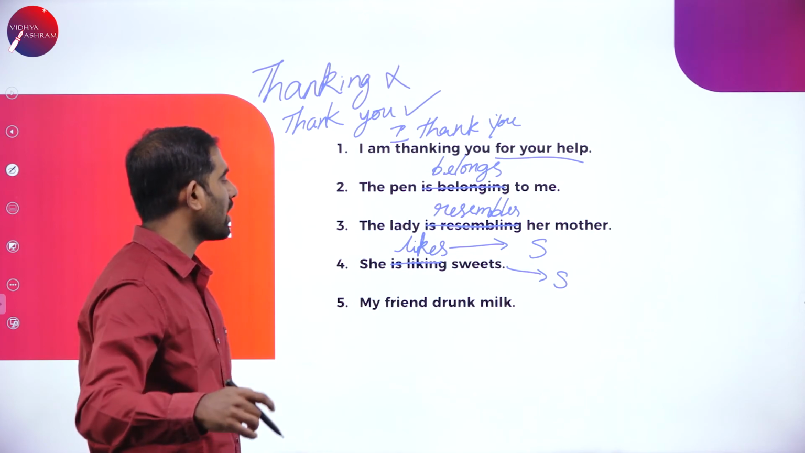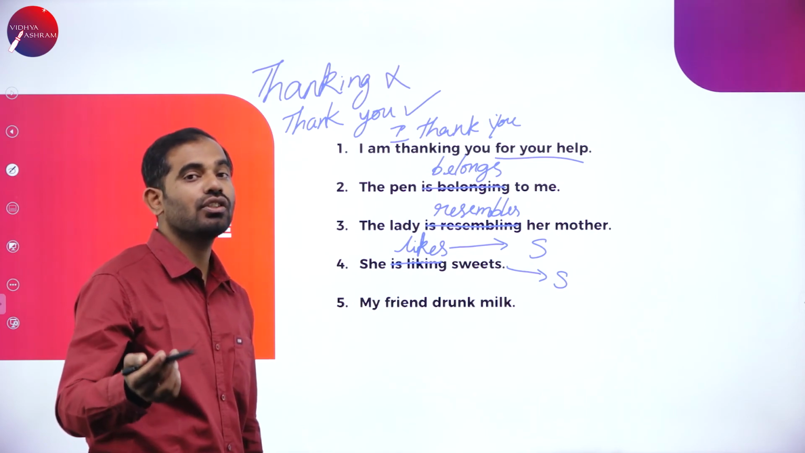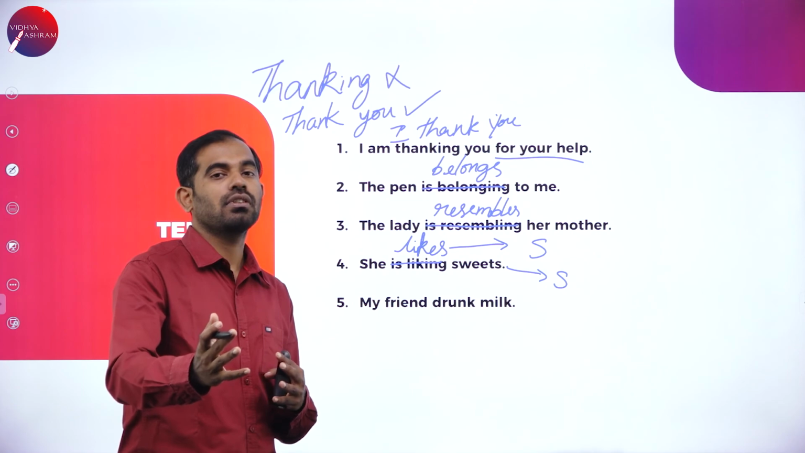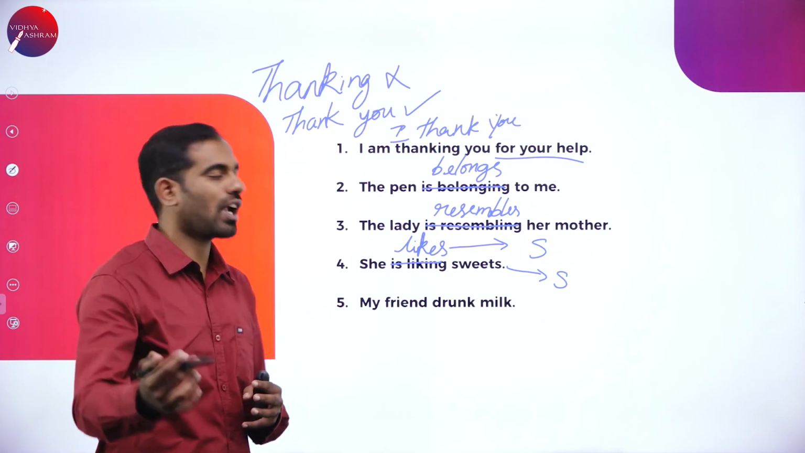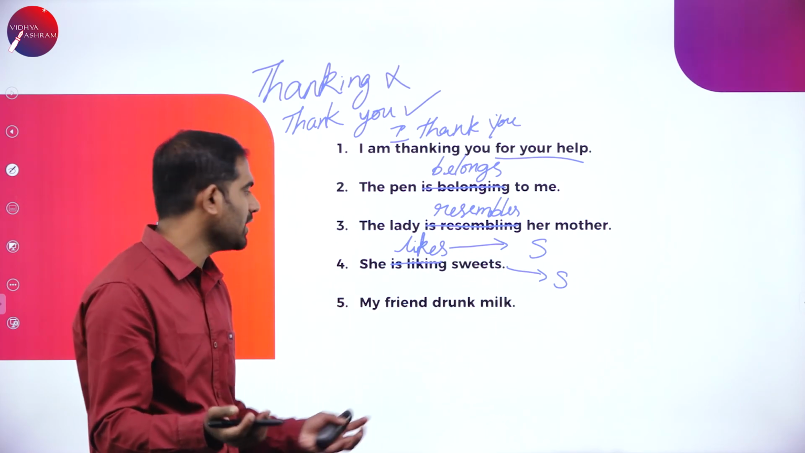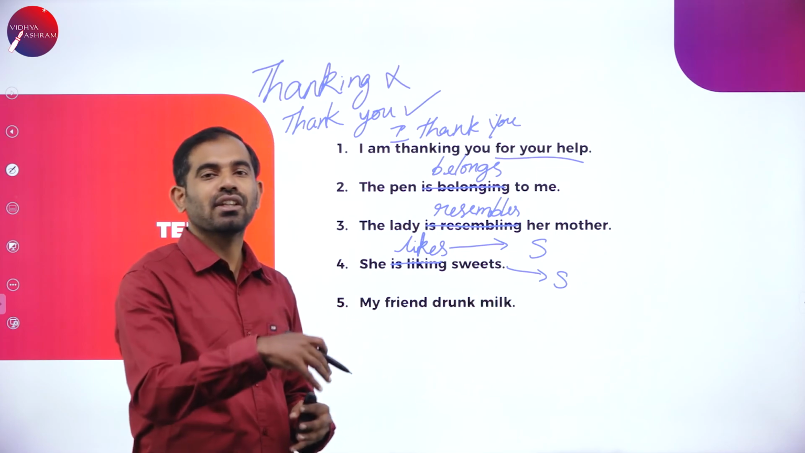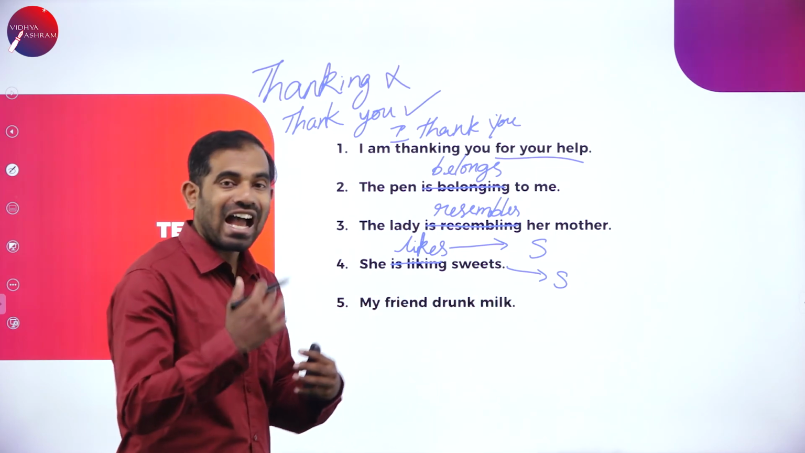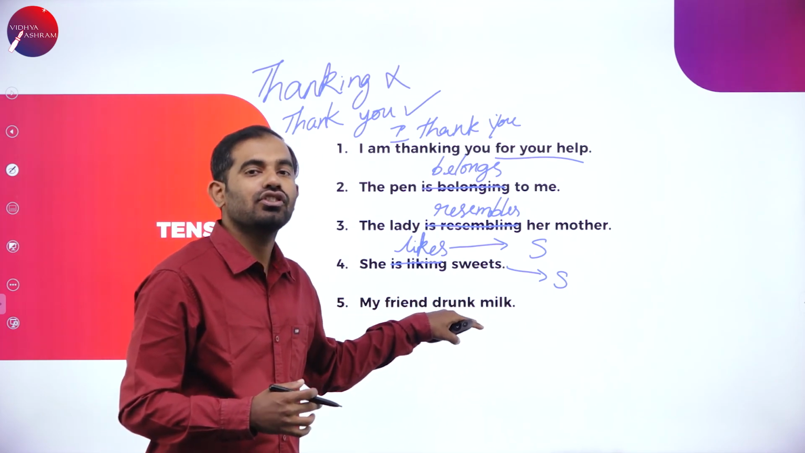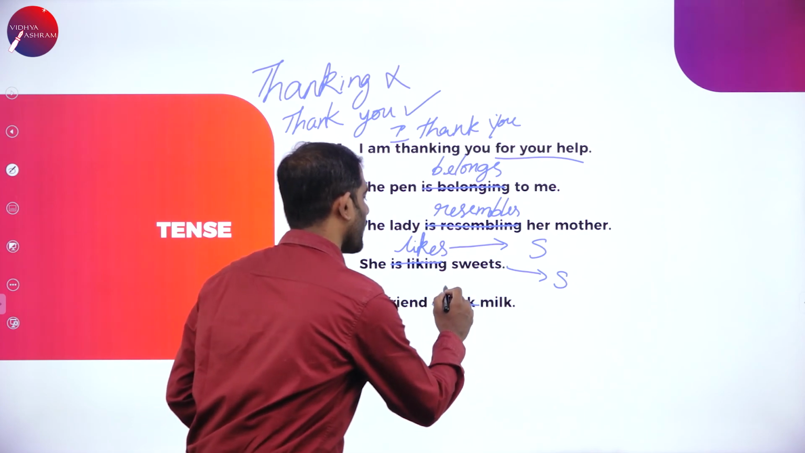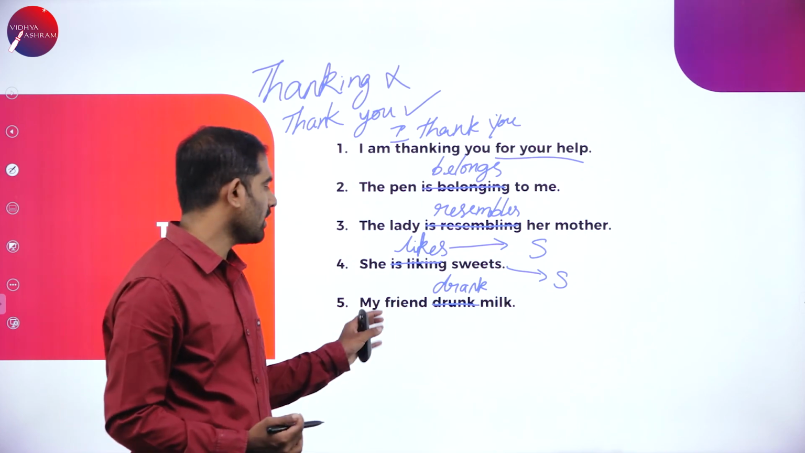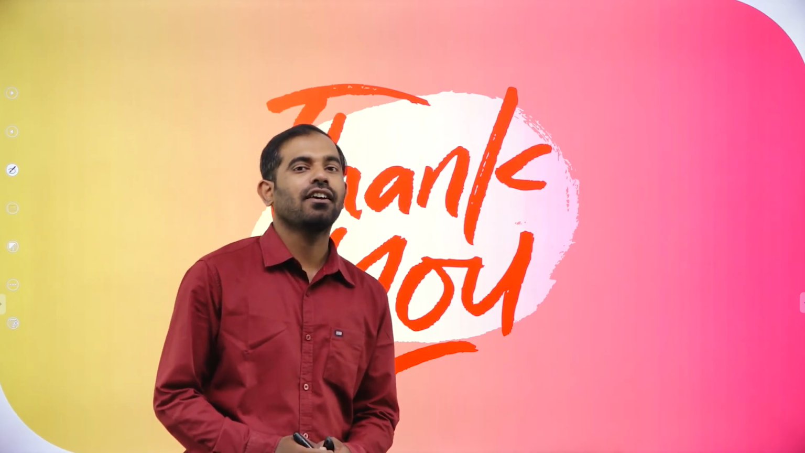My friend drank milk. My friend drank. You should know the verb forms. Drink, drank, and drunk. My friend drank milk is also fine. My friend drinks milk is also fine. But my friend has drunk or had drunk. It is not just drunk. So, my friend drank milk is fine. My friend drank milk.